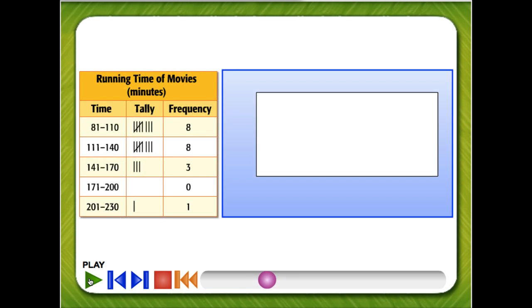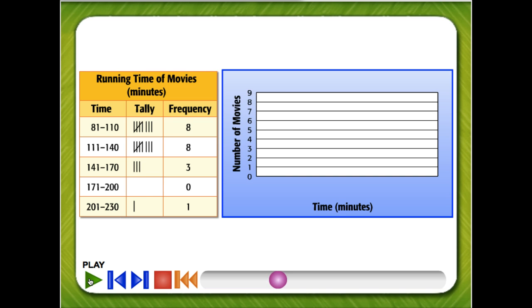Now we'll construct a histogram to show the data. First, we'll draw and label a horizontal and vertical axis. The horizontal axis will have the intervals of the running times. The vertical axis will be the frequency or number of movies that fall in each category. Don't forget to include a title. We'll call this histogram Running Time of Movies.